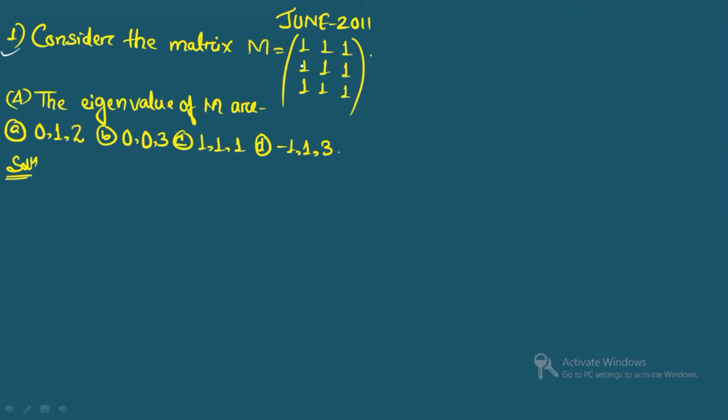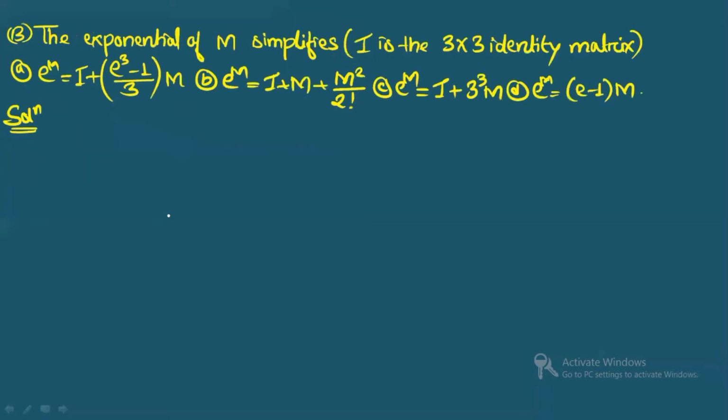Here you are given a matrix M, and all the elements of the matrix are 1, and you are asked to find the eigenvalues of M. We have already seen in the theory that when all the elements of a matrix are 1, then one eigenvalue is the order of the matrix and all others are 0. So this is a 3 cross 3 matrix, so its order is 3, and all other eigenvalues will be 0. So the correct option is option B. Clear? So this is how you can solve questions related to eigenvalues very easily if you know the properties of eigenvalues very well. Now let's come to the next question.